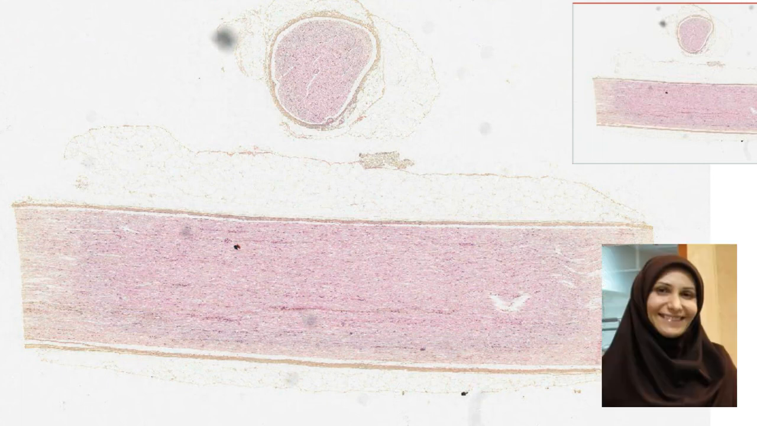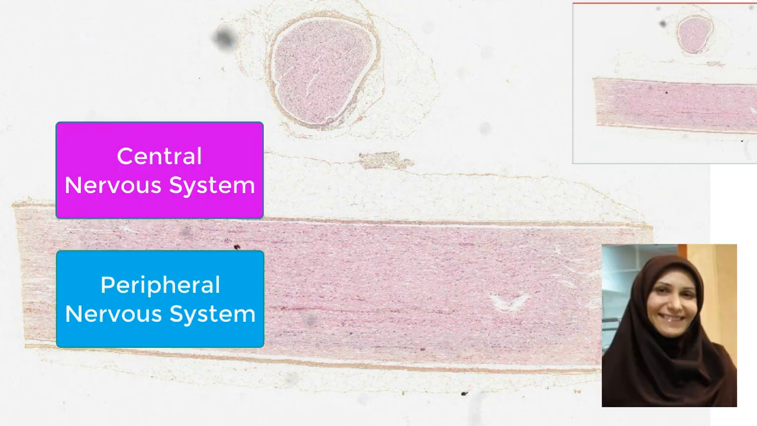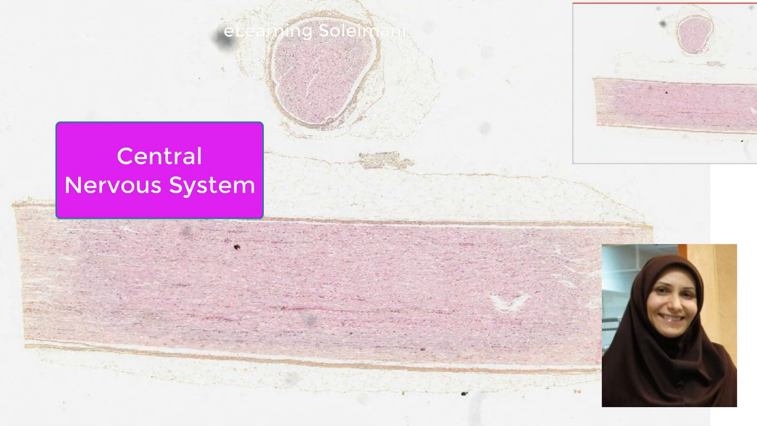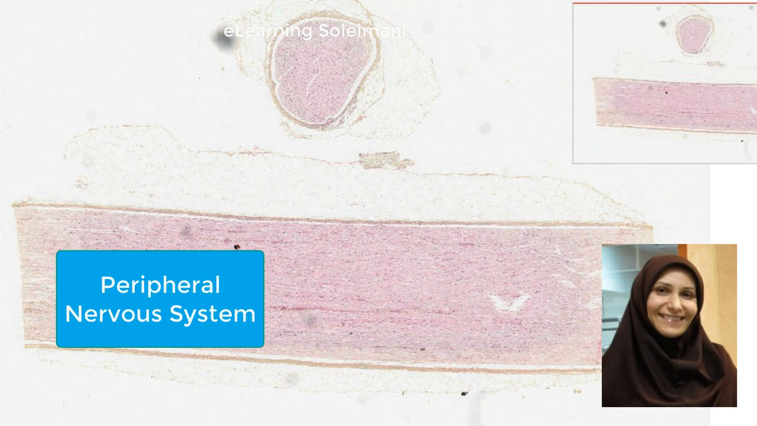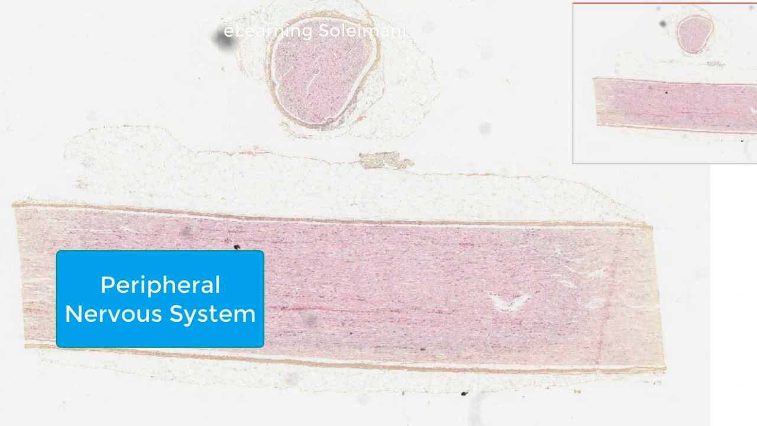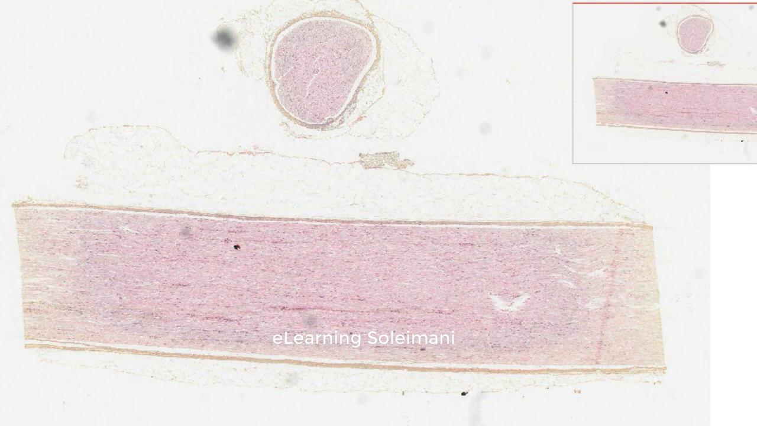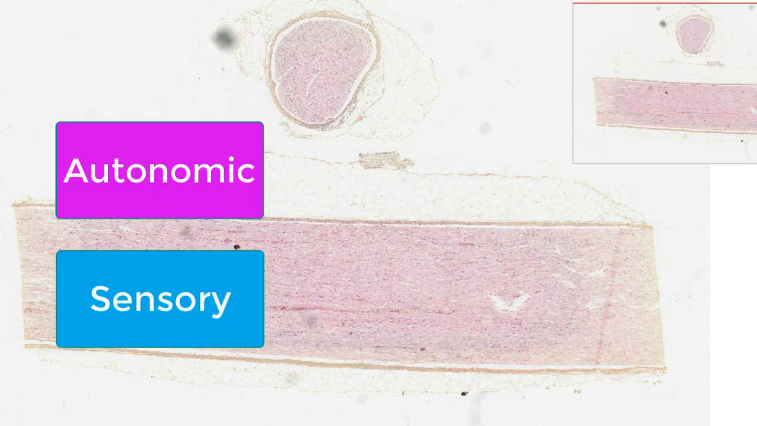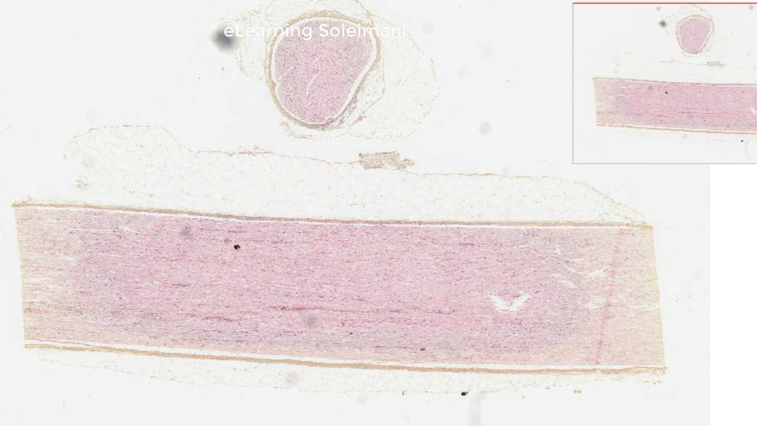The nervous system is composed of central and peripheral components. The central nervous system includes the brain and spinal cord, while the peripheral nervous system consists of nerve fibers and ganglia outside of the CNS. Ganglia can be either autonomic or sensory. Here we observe nerve fibers in longitudinal and cross-sectional views.